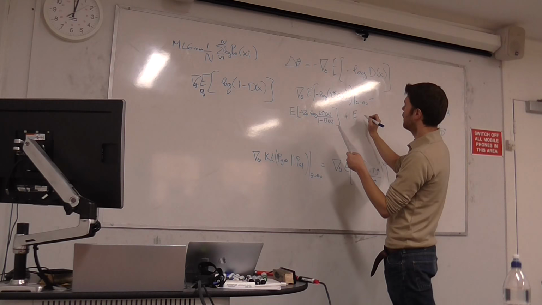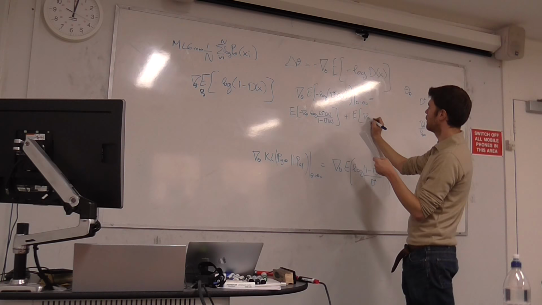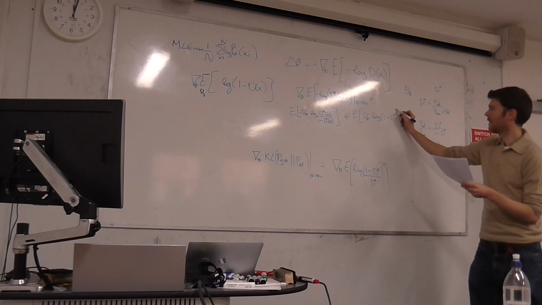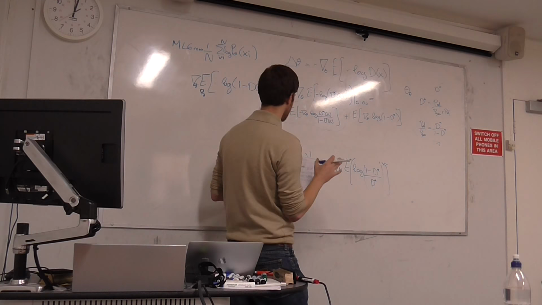Expectation of log 1 minus D star. Okay, cool. This thing here. Okay, that's what we want to end up with. And remember there's a minus everywhere, right?